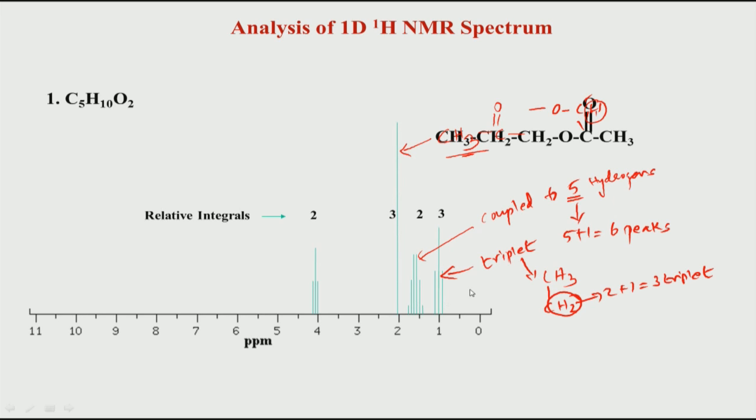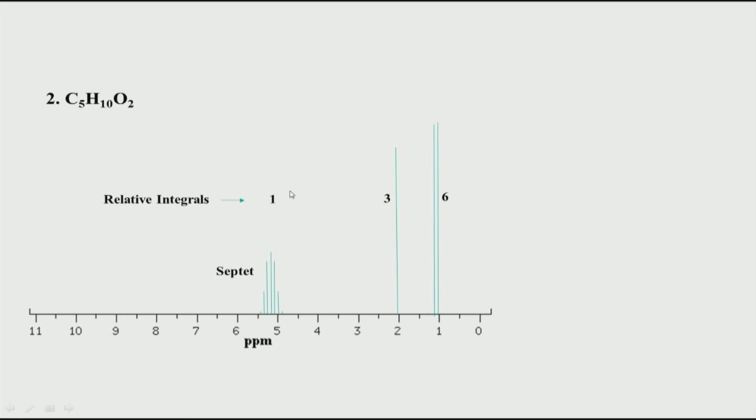So, this is how we find out the structure based on the NMR spectrum: given the coupling pattern and integral, we can deduce the structure if the formula is given to us. So, let us look at the second example now.